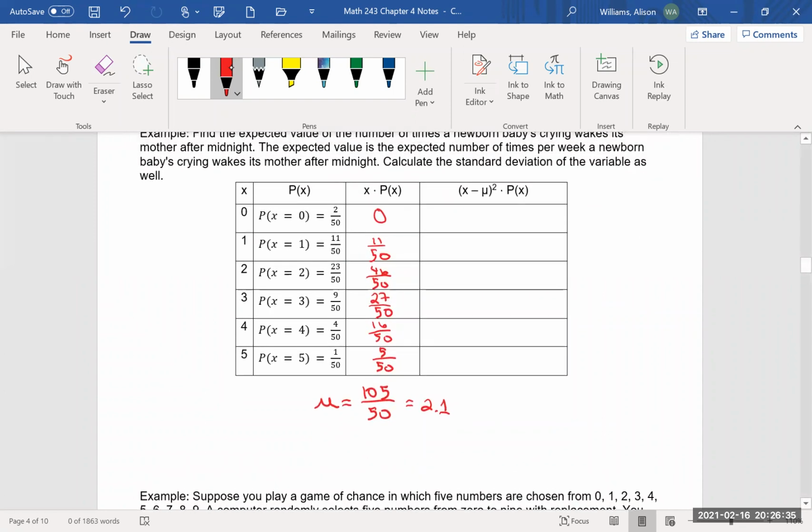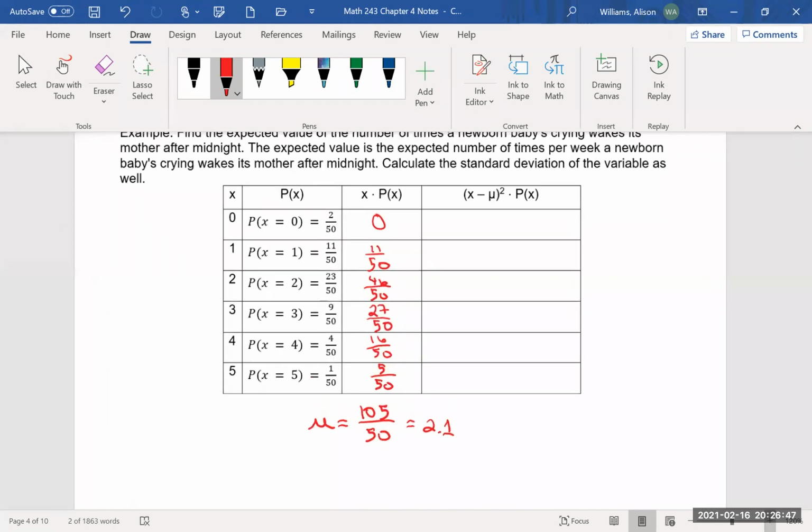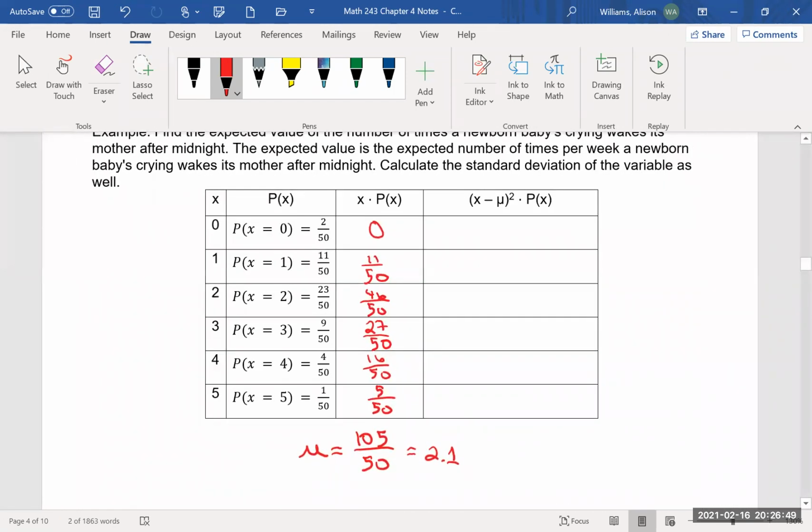Okay, so now let's calculate the standard deviation. So we're going to take each random variable and we're going to subtract this 2.1 because we need that for this last column here. So we're going to do, here, I'm going to zoom in a little just so I can write a little clearer. So we're going to do 0 minus 2.1 squared, and then we're going to times that by 2 over 50. And I'm going to give you what I got. I got 0.1764. Wow, that's so sloppy.